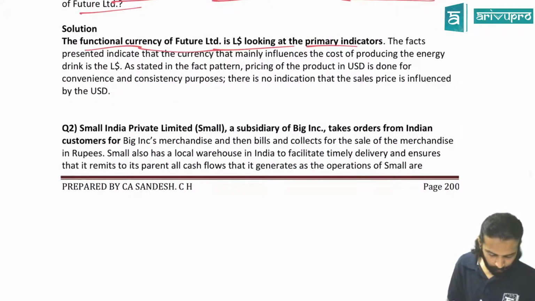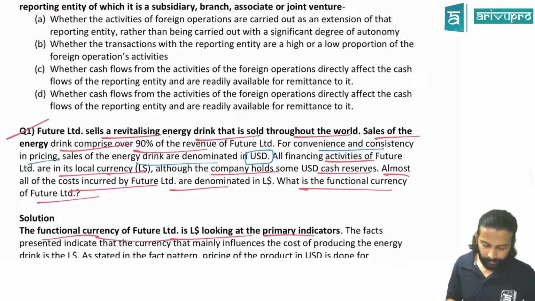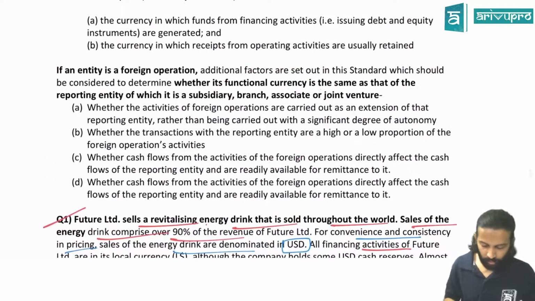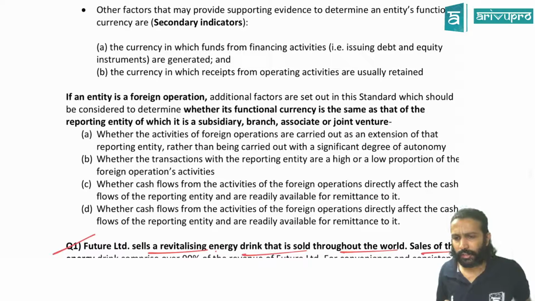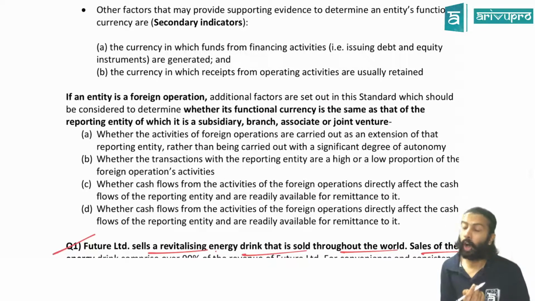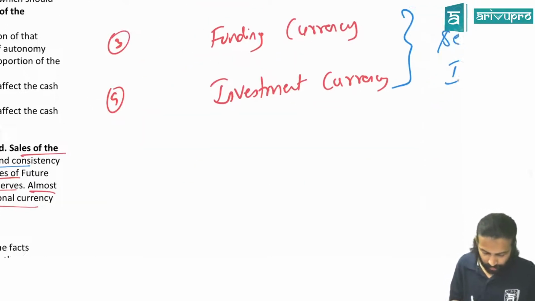Okay, question number 2. Actually, before question number 2, I'll have to tell you a pointer. Then only I can go further. We saw the 4 indicators of functional currency. We also learned what is foreign currency. We also learned what is a foreign operation. Now there is a small pointer here. You need to know this, then only we can solve the next case.